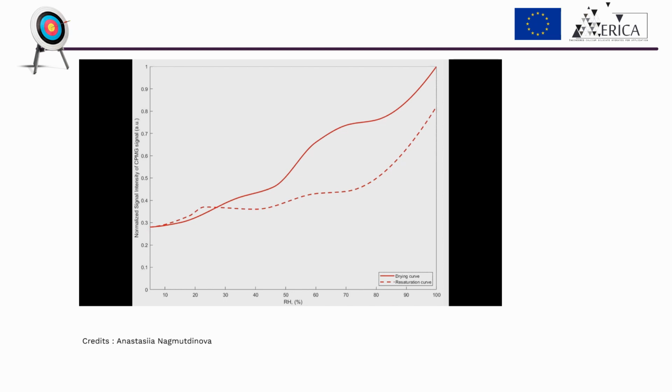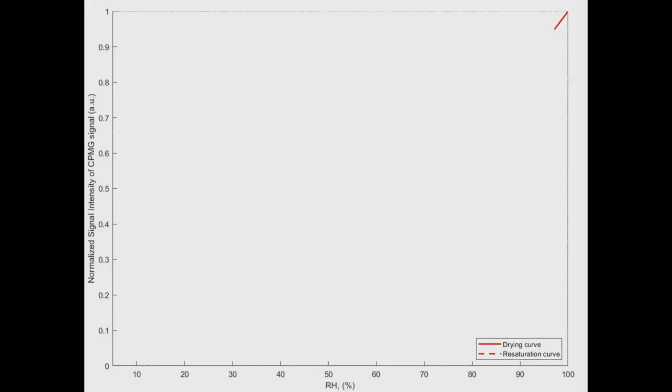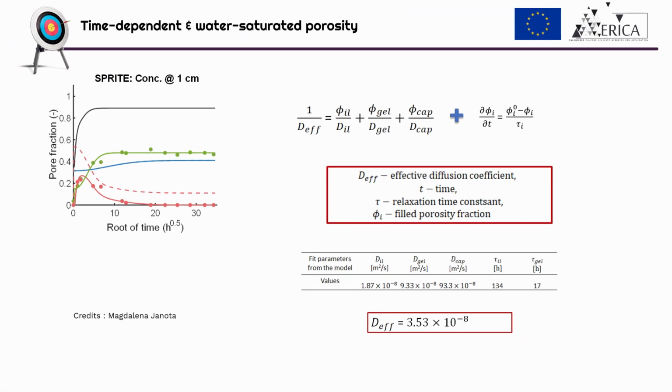And now we will talk about the results obtained from the NMR and MRI. So the time dependent and water saturated porosity. Now, as we know from the previous studies, cement has a multimodal pore size distribution. The dominant material through which water moves is gel porosity. There are 3 critical pore sizes, about 1 nanometer for interlayer spaces, about 3 to 5 nanometers for gel pores, and above 9 nanometers larger capillary pores.